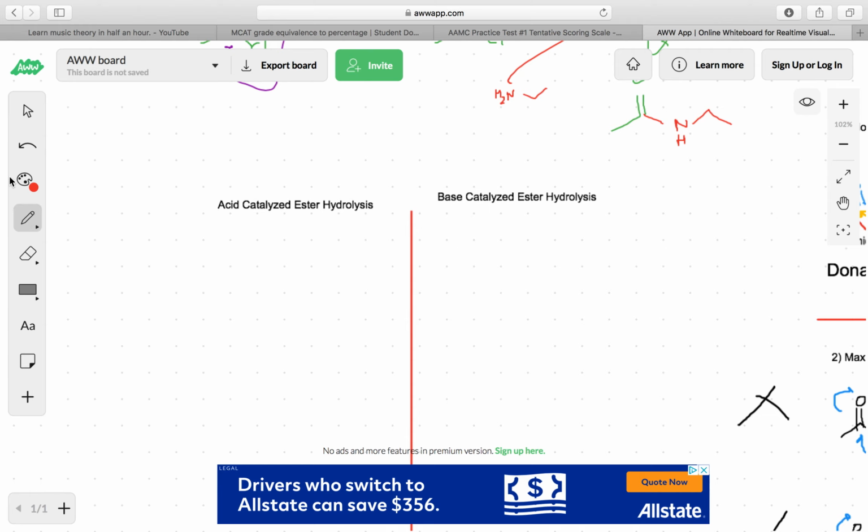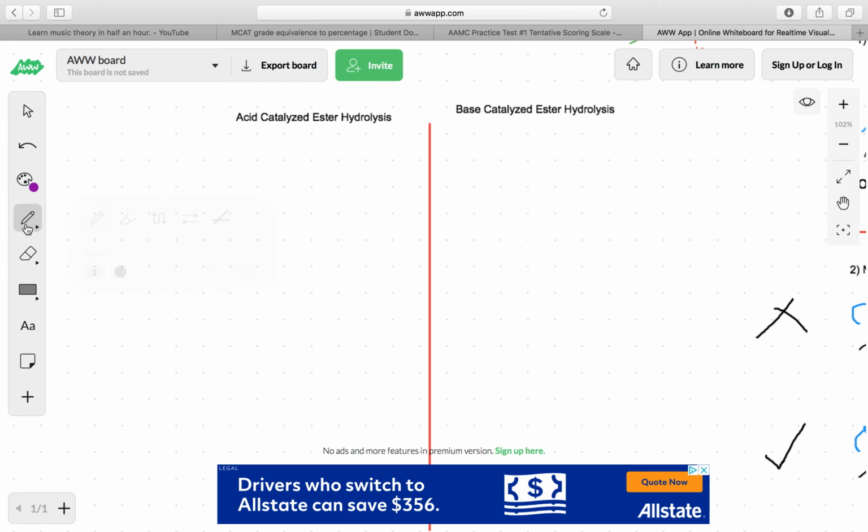So let's take our acid catalyzed first. This is the mechanism you guys will most likely see on your exam, so please know this one or pay attention very carefully. So let's just take a methyl ester. The first step whenever you're in acid is you want to protonate. So your methyl ester will grab this proton.